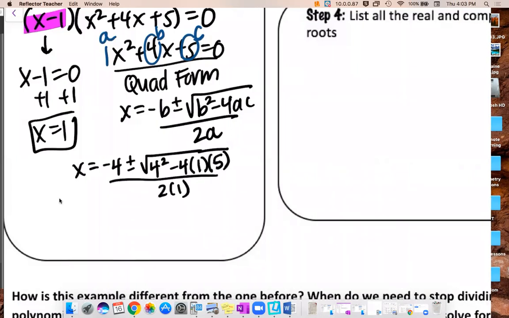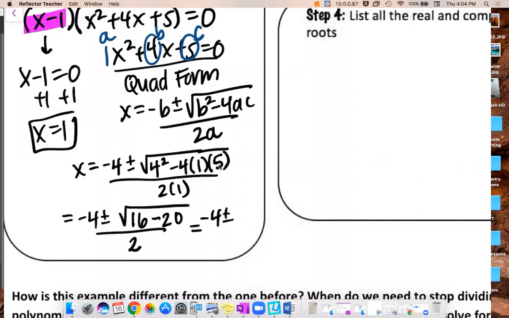Okay, and then we simplify. So let's see, we've got negative 4 plus or minus the square root. If I do 4 squared right here, this becomes 16. And then if I do negative 4 times 1 times 5, negative 4 times 1 is negative 4, times 5 is negative 20. So minus 20, over 2 times 1, which is 2. Okay, so this becomes negative 4 plus or minus the square root, and then I do 16 minus 20, which is negative 4, over 2.